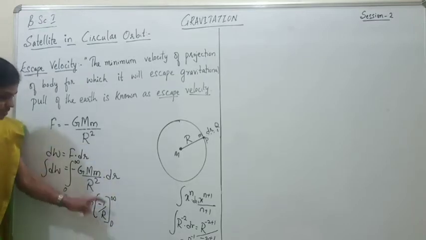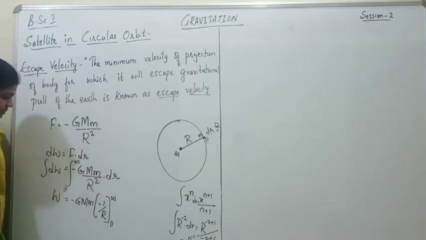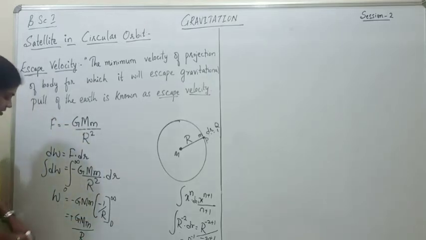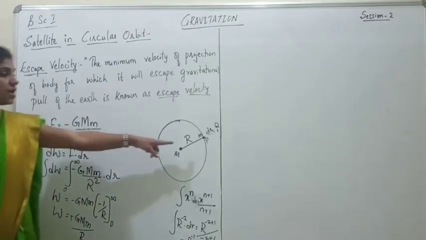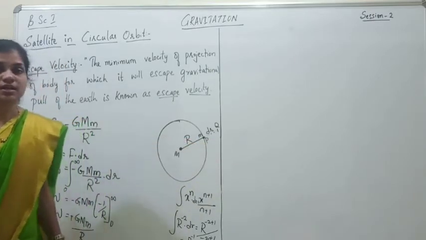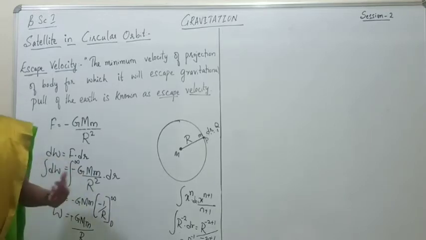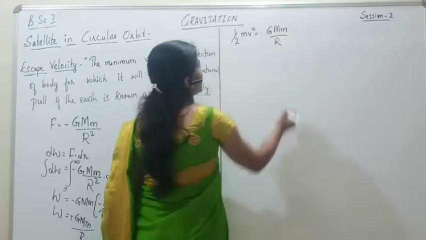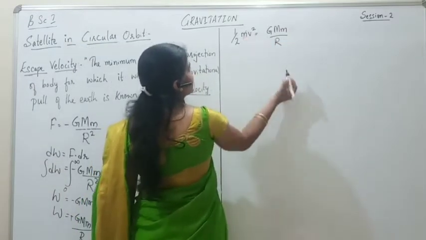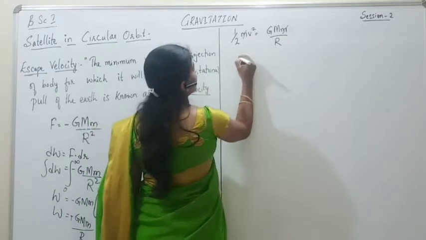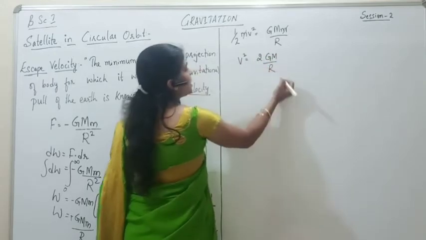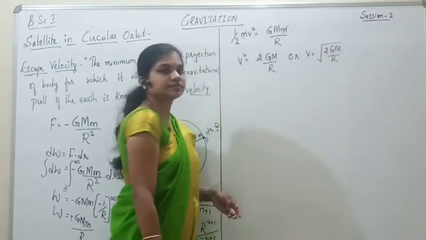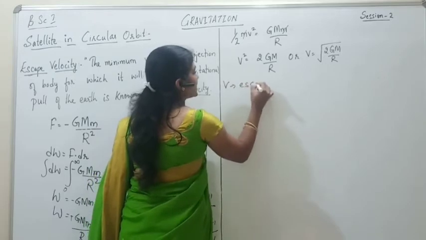So what is this now? When I apply the limits, upper limit minus the lower limit, I will get plus GMm by r. So this is the total work done for the mass m to go away from the pull of the Earth. This work done is equal to the kinetic energy. So what is the kinetic energy? Half mv squared is equal to GMm upon r. This mass m and this mass m get cancelled. So we have v squared is equal to 2GM by r, or v is equal to square root of 2GM by r. Now this v is nothing but the escape velocity.